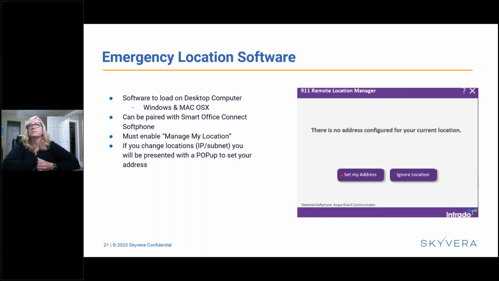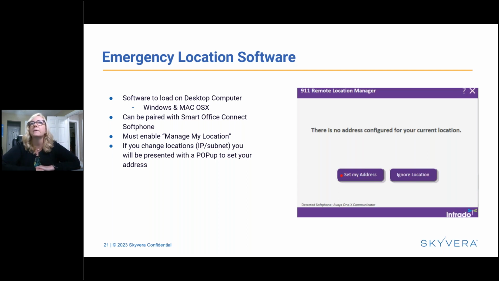So there's a piece of software that you can load in, and it will be paired with our location manager within Intrado. When this is loaded in, the user can set their address, and they can change their address. It will notice that the IP address and the subnet mask are different than what you've currently got. Then you just choose an existing location, you could say ignore it, or set your new address.